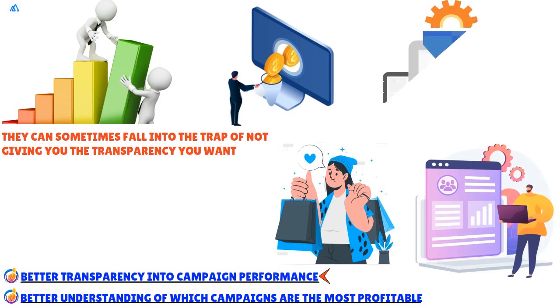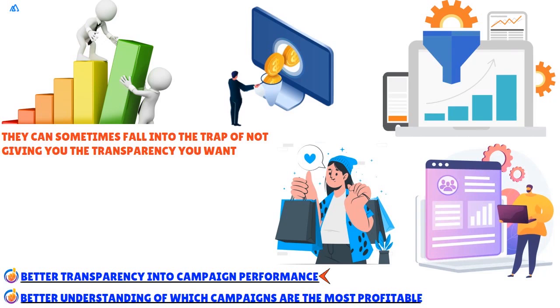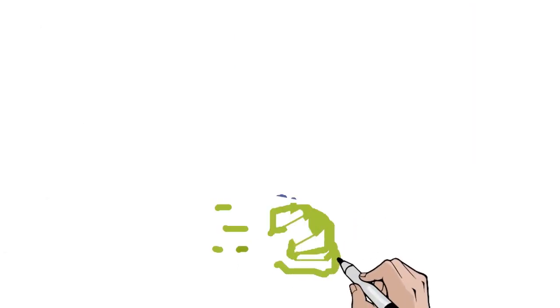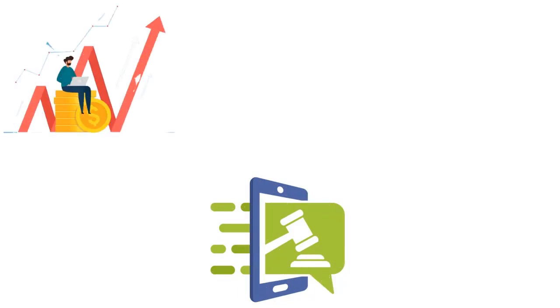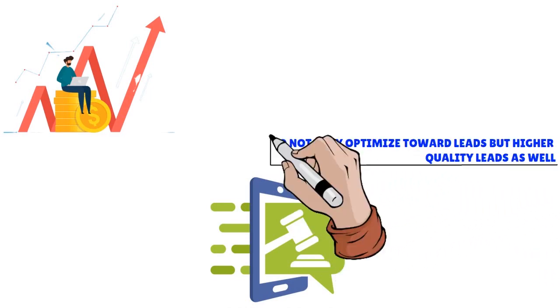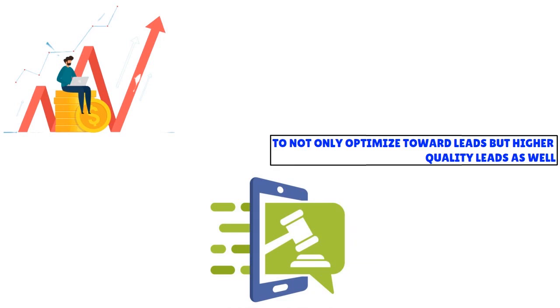Because generating lots of leads at a low cost per lead, but that are low quality as well, right? You're getting a gazillion leads, but those are very, very poor quality leads. So when you incorporate conversion values into your Google Ads conversion tracking, you can actually leverage the Google Smart Bidding algorithm to maximize conversion value and target return on ad spend. You can use your ROAS to not only optimize toward leads, but higher quality leads as well. So this is going to help you big time.